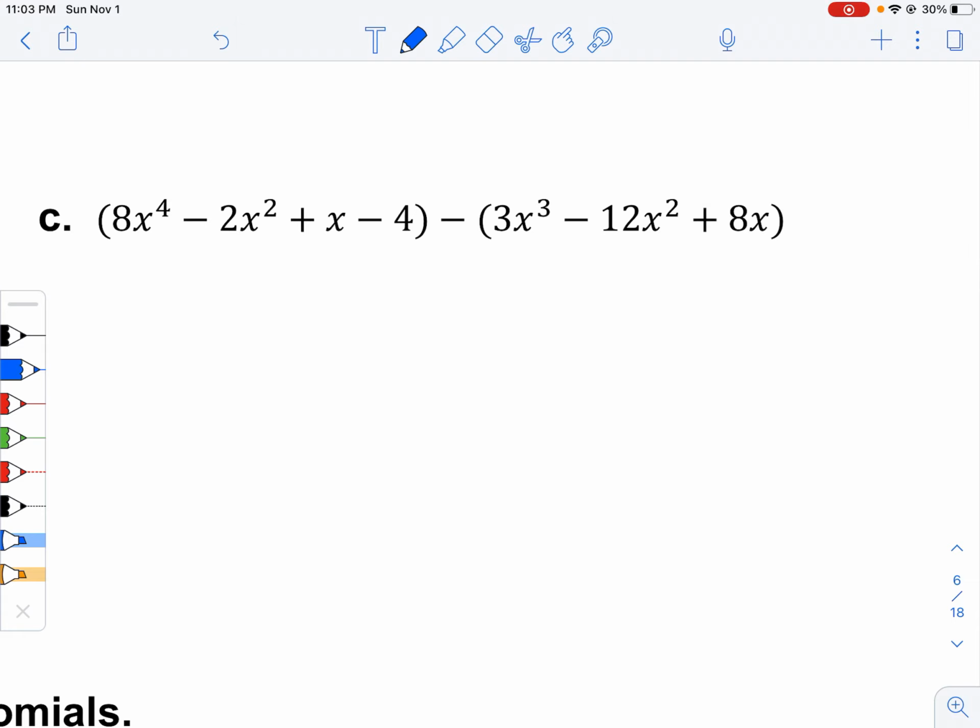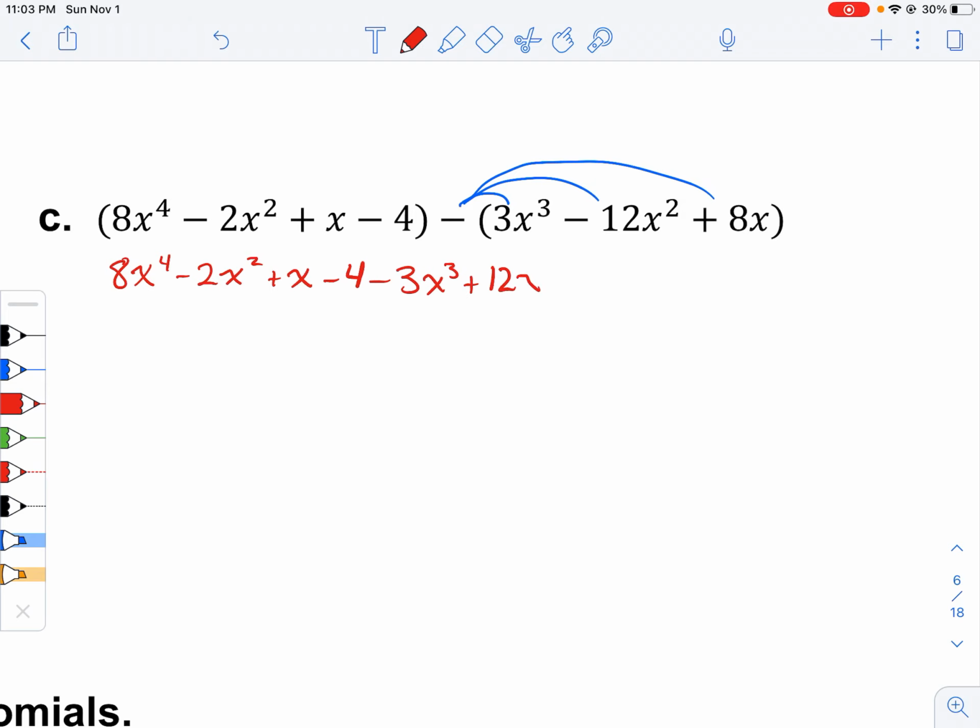And then part C, again, this is another subtraction, so you're just going to put the minus sign into everything and drop your parentheses. So 8x to the fourth minus 2x squared plus x minus 4, and then this would become minus 3x to the third plus 12x squared minus 8x. Go ahead and combine like terms.